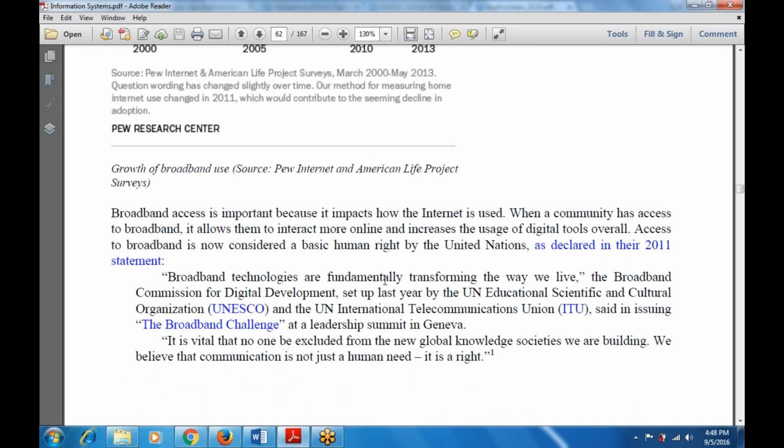Broadband access is very important because it impacts how the internet will be used. Whenever a community has access to broadband, that allows them to interact more online and increases the usage of digital networks, that is, how to use the digital network over the internet. Broadband connection is also considered a human right by the United Nations.